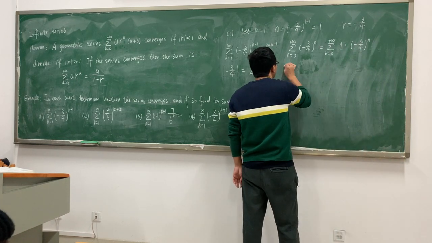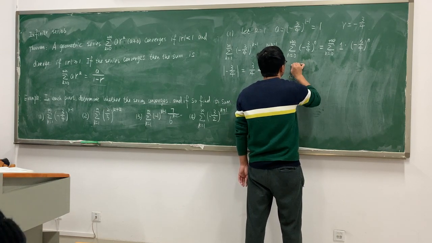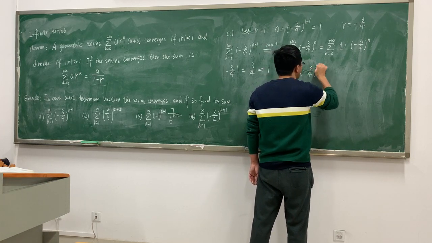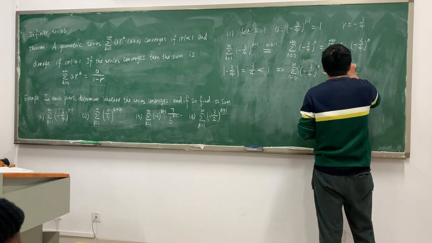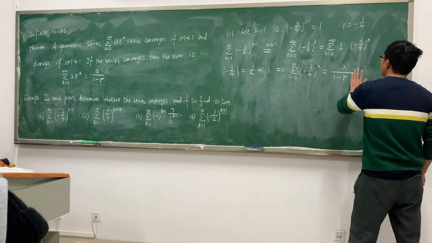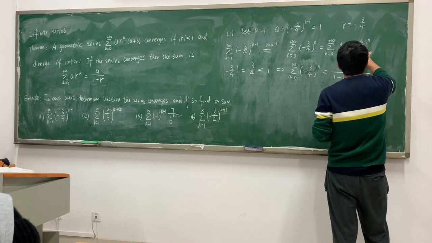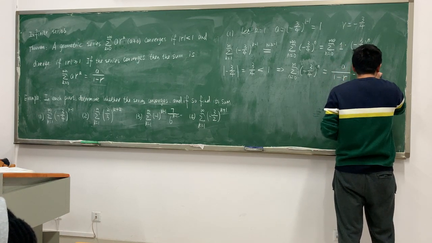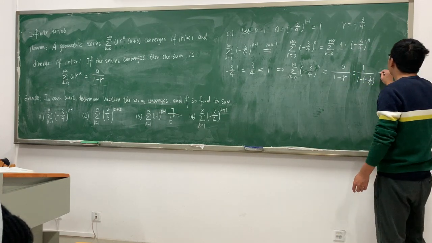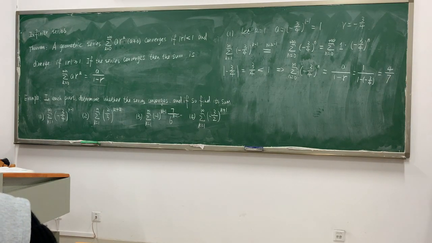So this series converges or diverges? Converges, yeah? So from here we have the series n equal to 0 to infinity of minus 3 by 4 to the nth power. This converges to a by 1 minus r, yeah? A is 1 and r is minus 3 by 4. So here it is 1 minus minus 3 by 4, and you can find the result is 4 by 7. It converges to 4 by 7. This is the first one, okay?